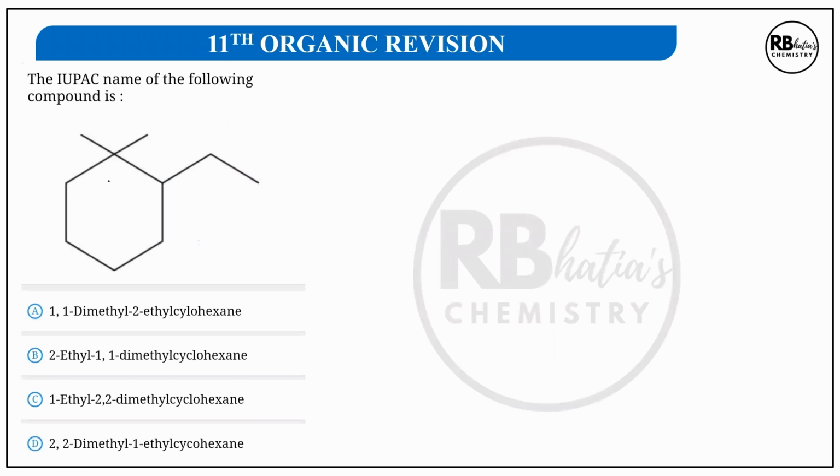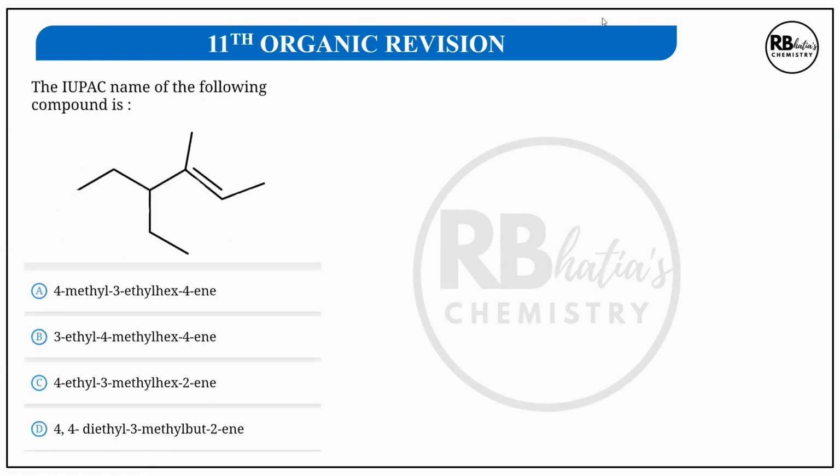Moving on to the next, IUPAC name of this compound. Now, how are we going to number? Again, the lowest locant rule will work. If I number from here and then go here, I have 2 methyl groups here and 1 ethyl group. So the name becomes 1,1-dimethyl, 2-ethyl, but out of M and E, E comes first. So 2-ethyl is to be written first, then 1,1-dimethylcyclohexane. Alphabetical order for substituents.